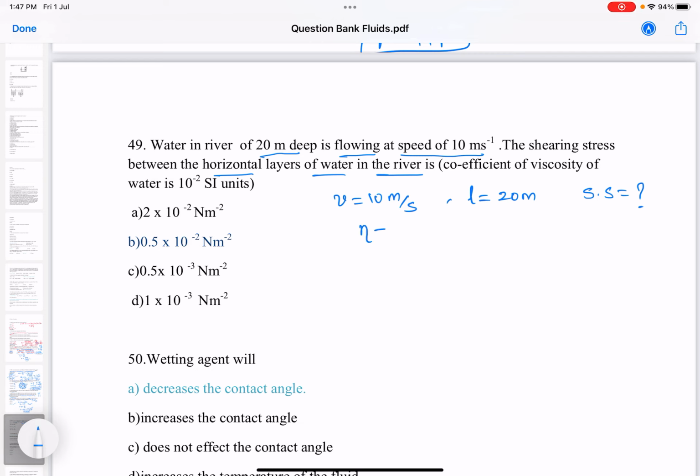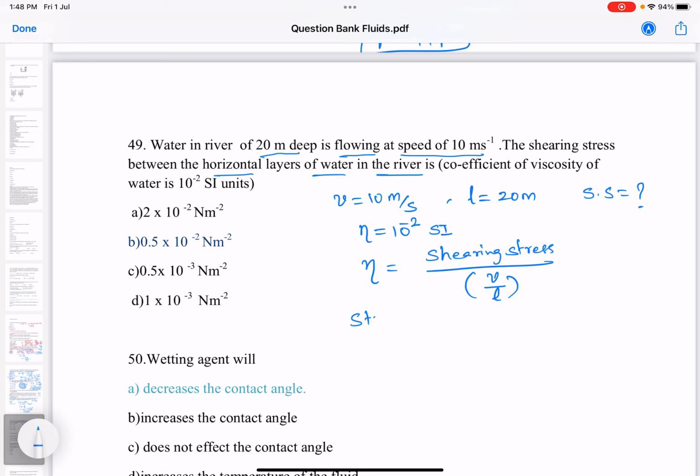He has also given the coefficient of viscosity, that is 10 to the power of minus 2 in SI units, that is poise. Right. So coefficient of viscosity is equal to shearing stress divided by strain rate, that is V by L. We know strain is delta L by L.